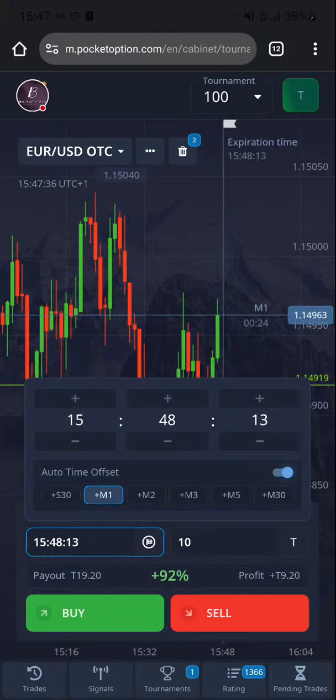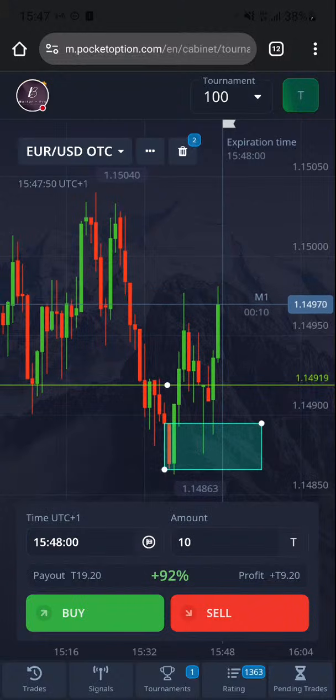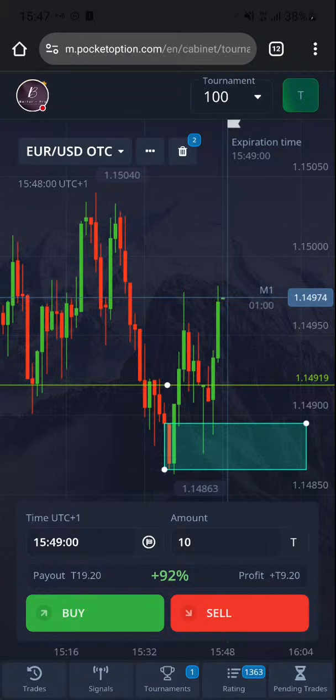You understand? So it's very important that, you can see, it's always 1 minute ahead of the normal time. The regular time is 15:47. This one is 15:48. So it's always 1 minute ahead. You understand? So it simply means that anytime the candle closes, your trade will also close.